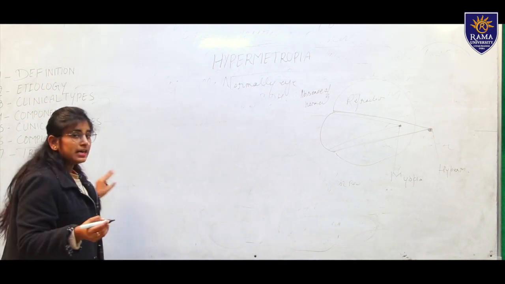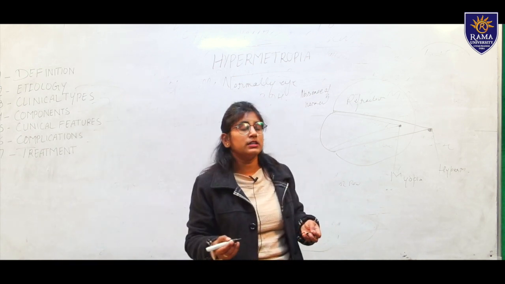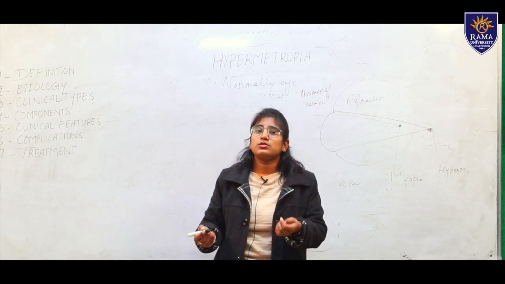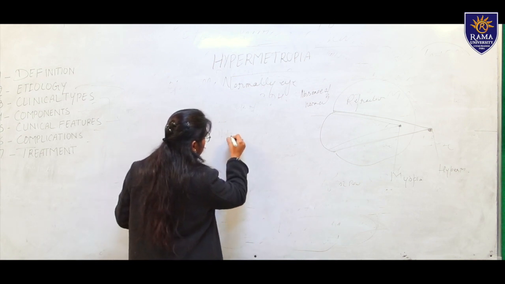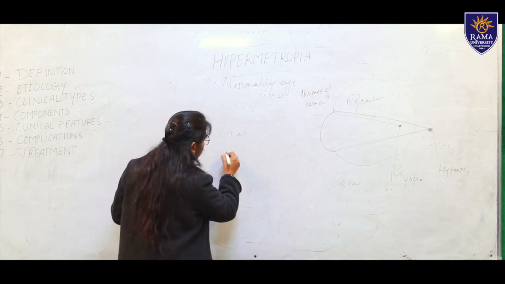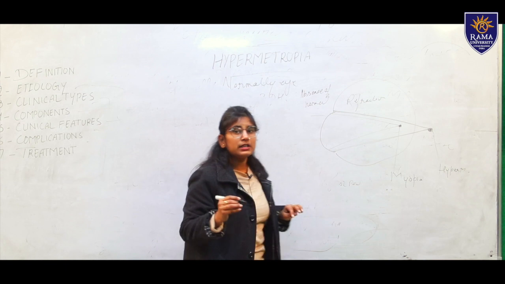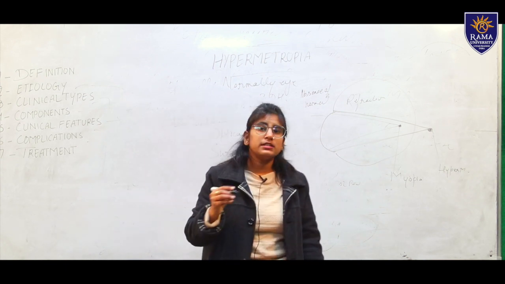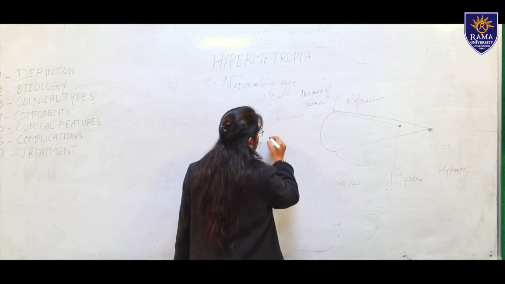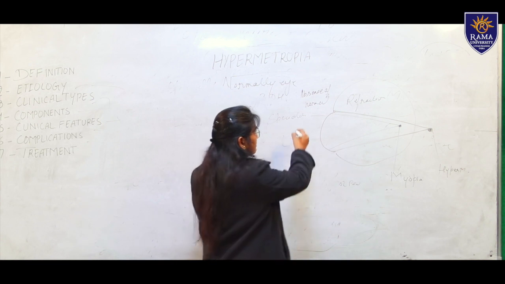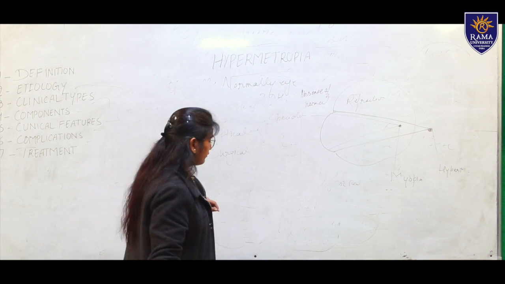Now last one is treatment. Finally, what are the types of treatment of hypermetropia? Treatment of hypermetropia includes two main types: optical treatment and surgical treatment. What is optical treatment? Optical treatment basically provides spectacle lens or contact lens. In spectacles we can use convex lens.